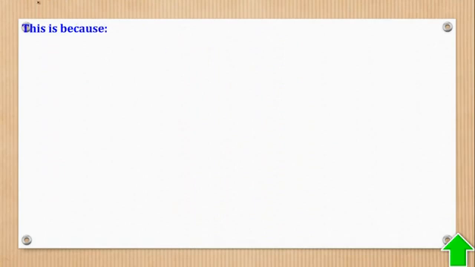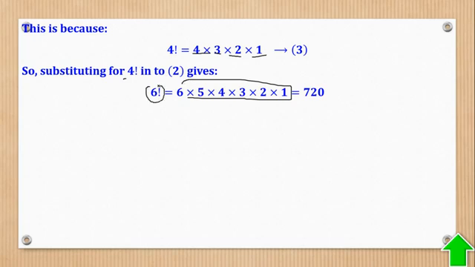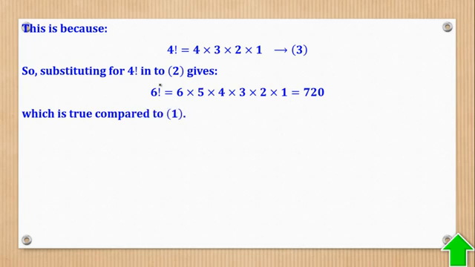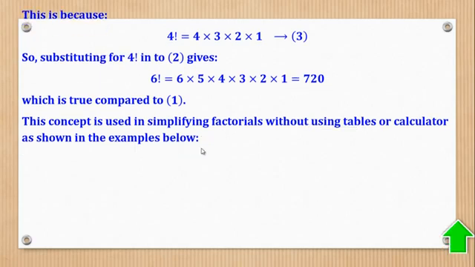So why is it so? It is because 4 factorial is 4 times 3 times 2 times 1. And when you substitute this in expression 2, we come up with the actual factorial of 6. Like I said, this concept is used to simplify factorials without using tables or calculators, as you can see below.